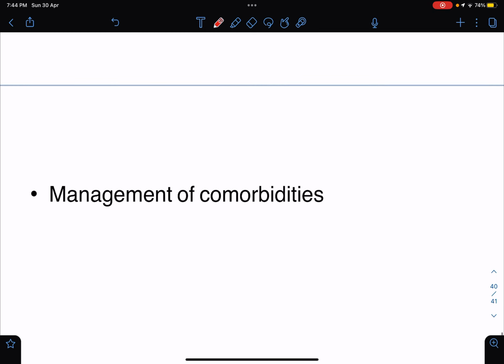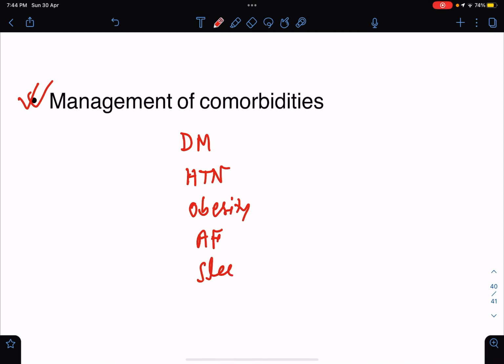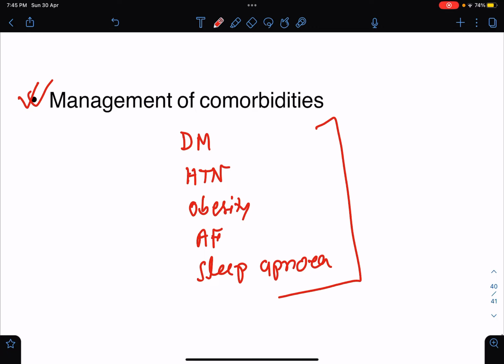Management of comorbidity is very important. So we need to manage diabetes mellitus, we need to manage hypertension, we need to manage obesity, we need to manage atrial fibrillation, we need to manage sleep apnea. So these are the most important comorbidities which should be taken care of.